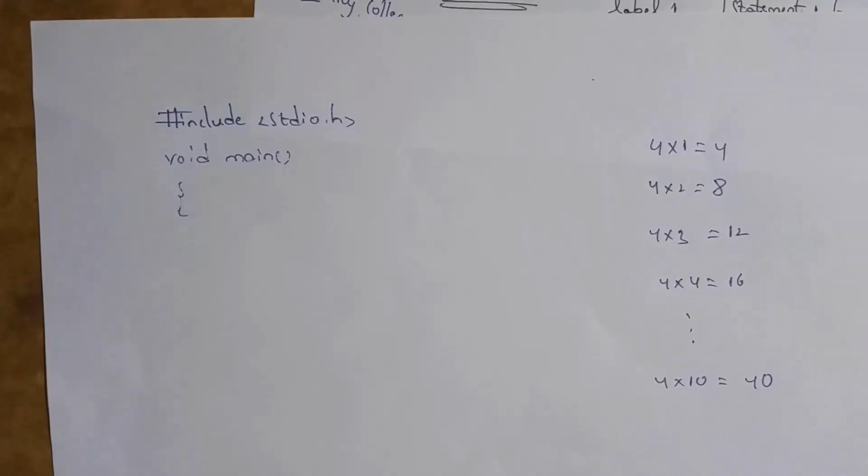Guys, now I will explain C program in order to print 4 table by using goto statement.